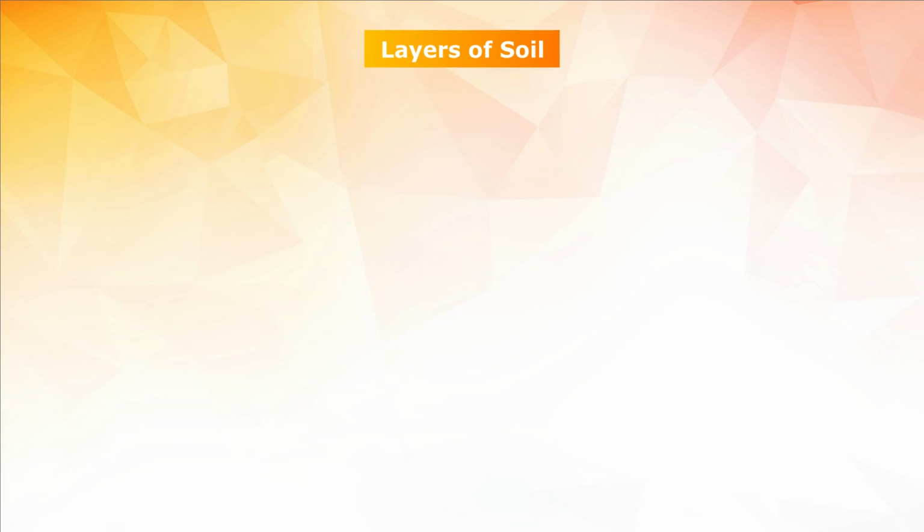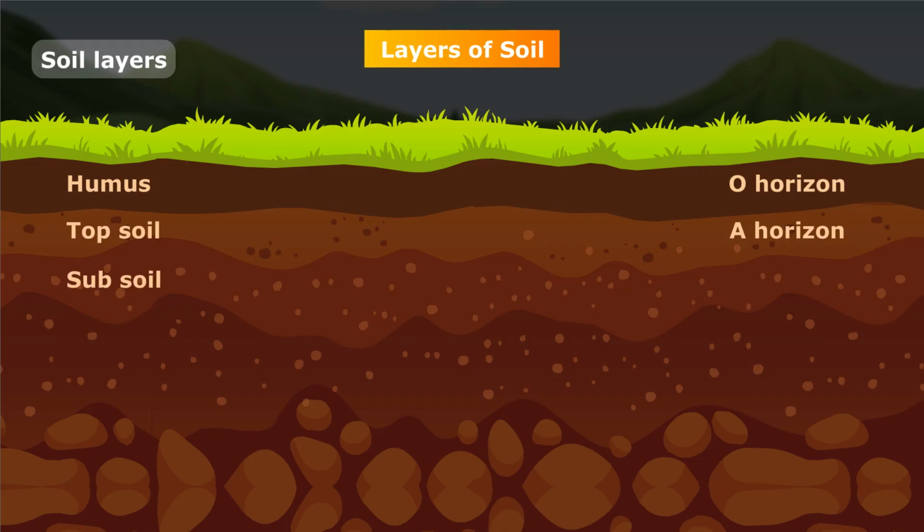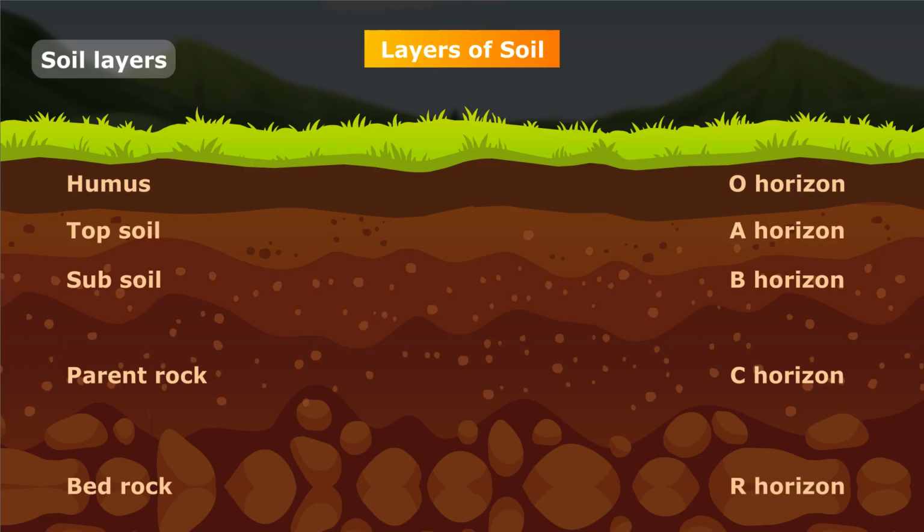Layers of soil. Soil layers: humus, O horizon. Topsoil, A horizon. Subsoil, B horizon. Parent rock, C horizon. Bedrock, R horizon.